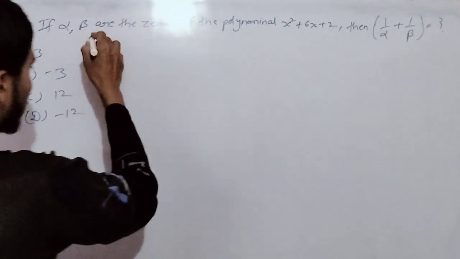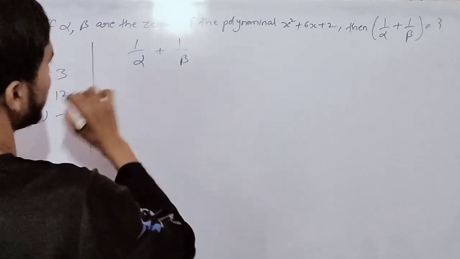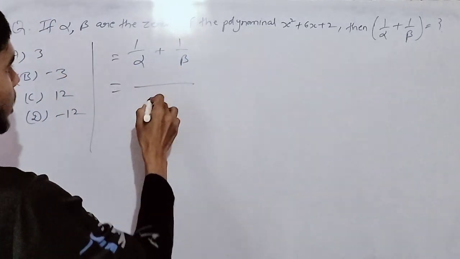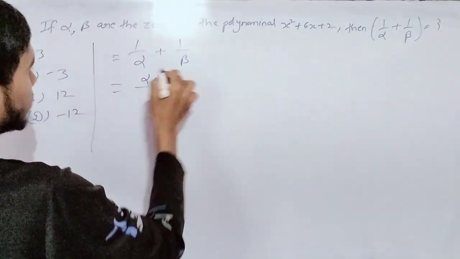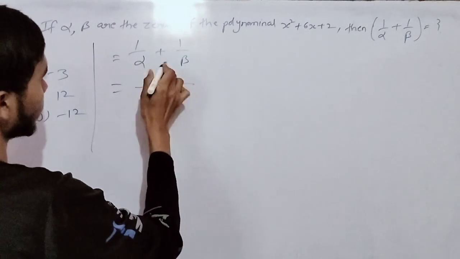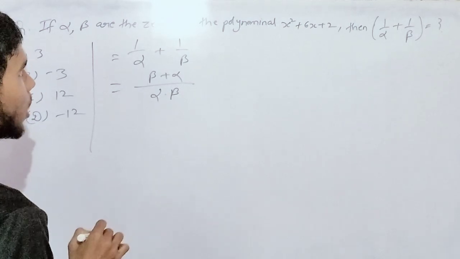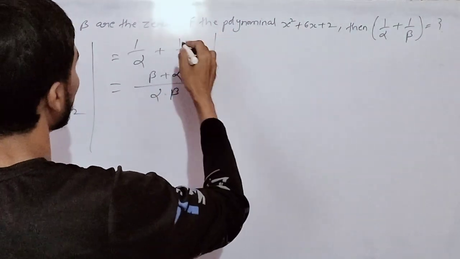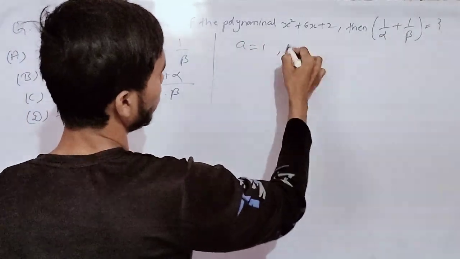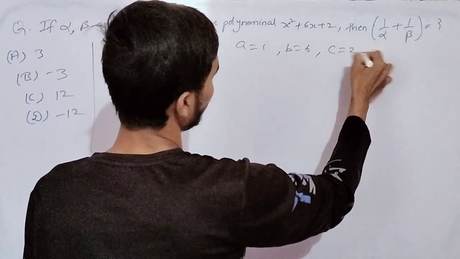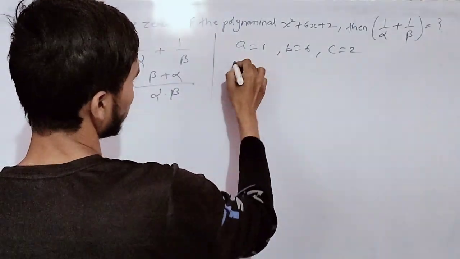Now, one thing you can do is take that, and you have a fraction. Here we are getting this. Otherwise, you can say beta plus alpha. Now, as of now, A is 1, B is 6, and C is 2.